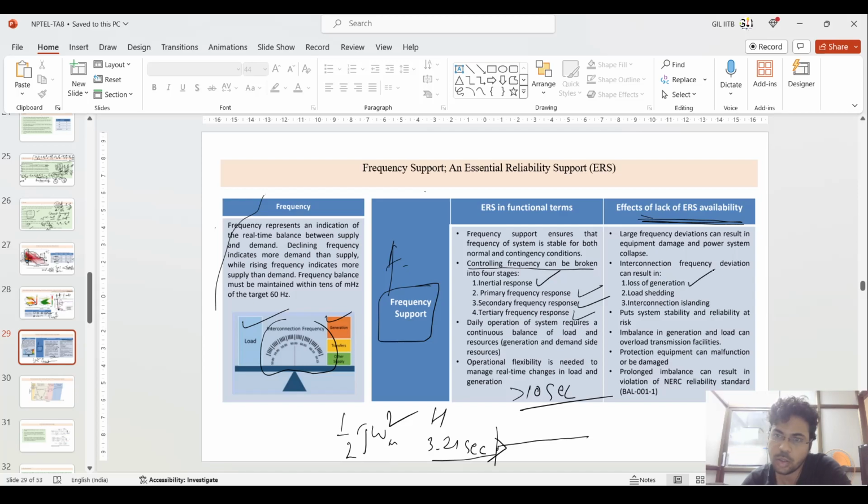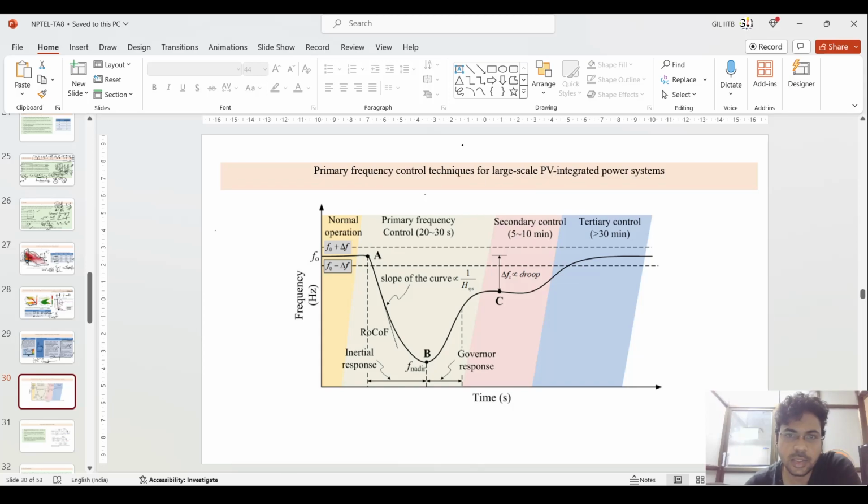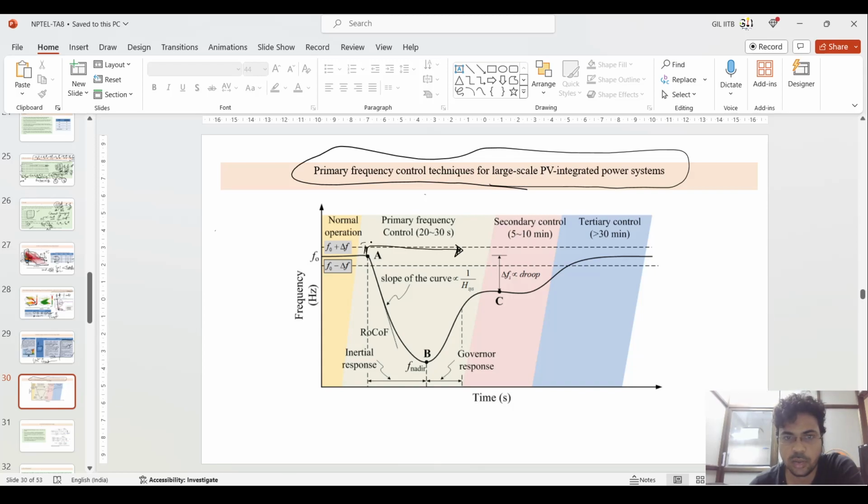And if you see the lack of this essential reliability support, there are certain issues. Loss of generation, frequency deviation can occur, load shedding, delta F change can occur, interconnected islanding, and this can also lead to vulnerability of the power system network. This is the curve I've given for the large-scale PV integrated power system, the primary frequency control strategy.